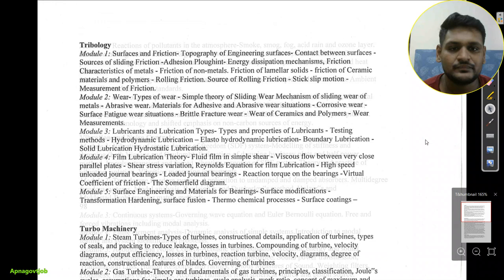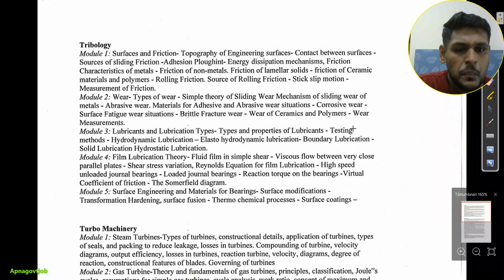Tribology. So in tribology, what do we have? Okay, so you can leave this whole. No sense to do this also.